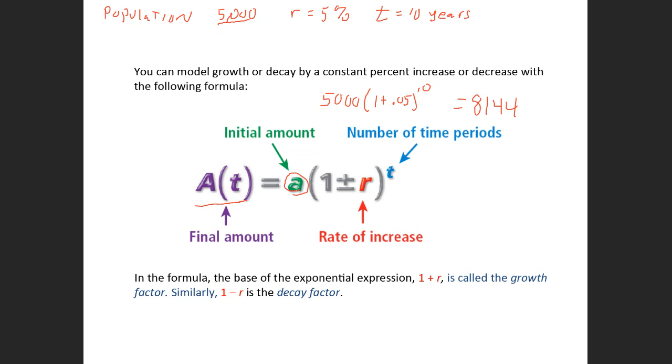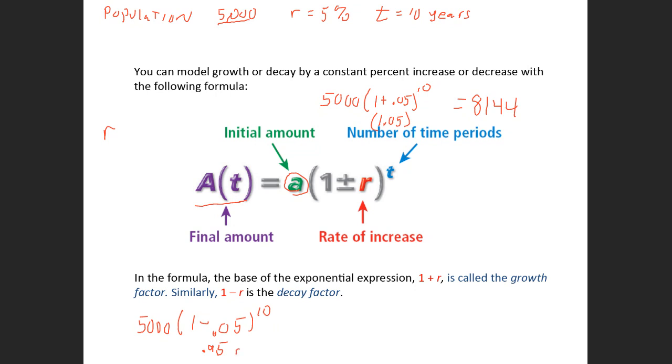Now, let's say we did the same problem, but we said that the city is decreasing. It's going down and it's losing people. So I would do the exact same problem. I would go 5,000 and then 1 minus R. So that's going to be 1 minus 0.05, and that's to the 10 years. Now, if you add this together, you end up with 1.05, right? That's my R value. And if you subtract this, you end up with 0.95.